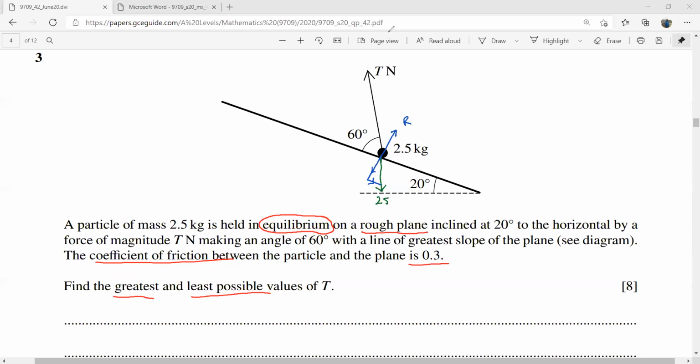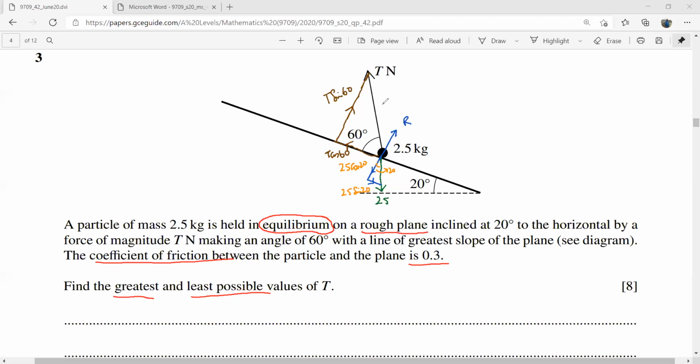Now if this is 20 degrees, then we can say that this angle is going to be 20 degrees here. So you have this as 25 cos 20. This one is 25 sine 20. And then you will be resolving this t as well. So this would be resolved like this. This one is t cos 60, and this one is going to be t sine 60.